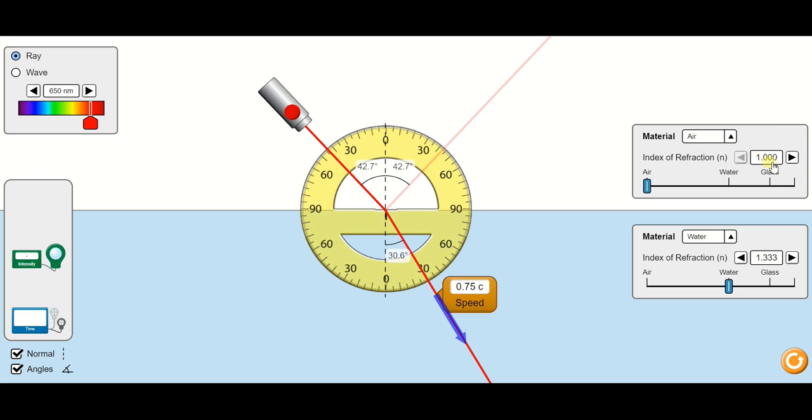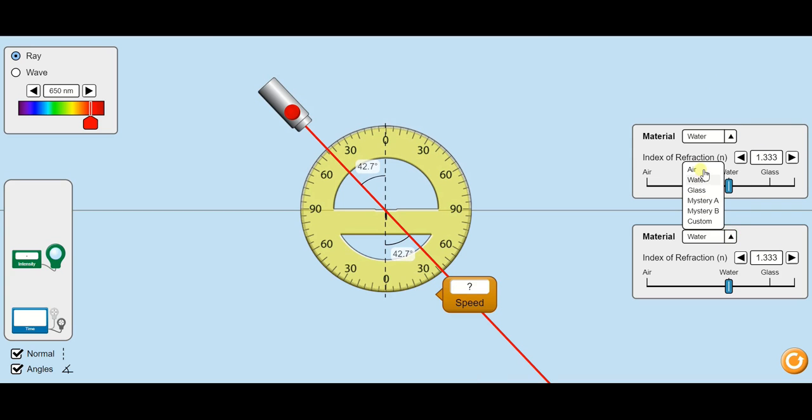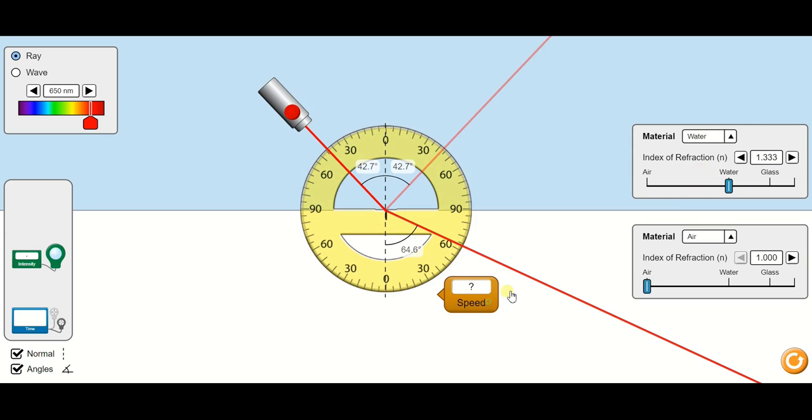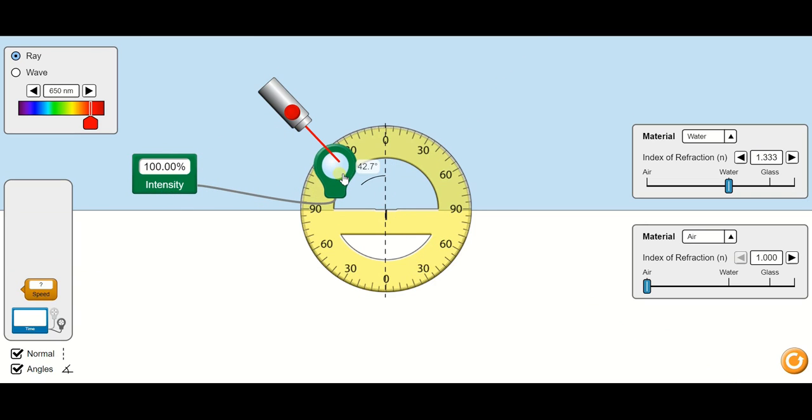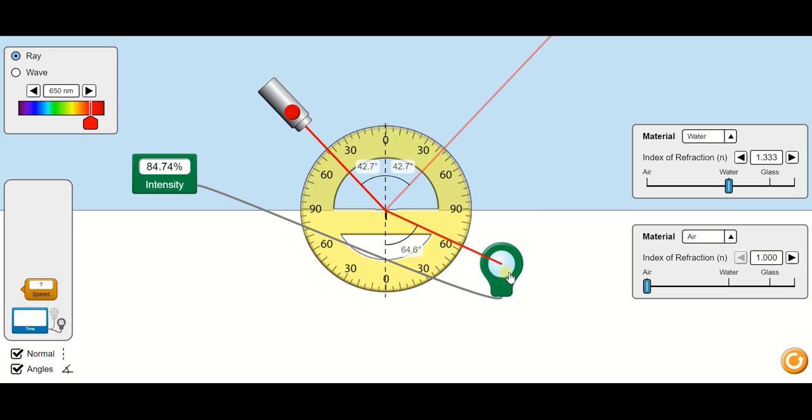Now if I reverse the setup, let me check how it is going to be. Now there is an increase in the speed when it is in the rarer medium compared to the denser medium, which is 0.7 c. The reverse is the case here. So the velocity changes when it is moving from denser to rarer or rarer to denser medium. Similarly, the intensity of the light is 100%, but when it comes here it has decreased. So the intensity decreases.